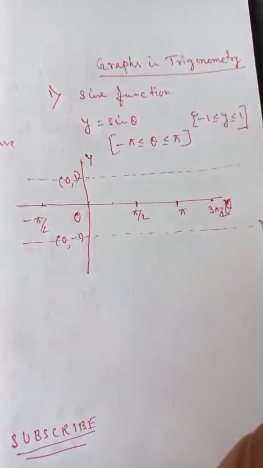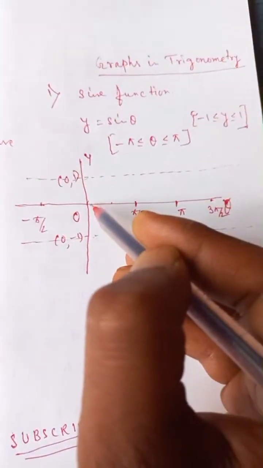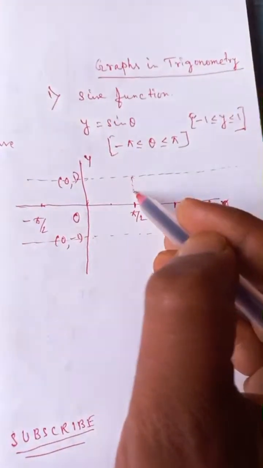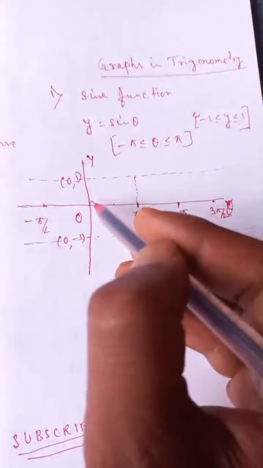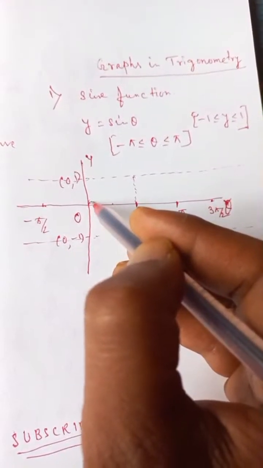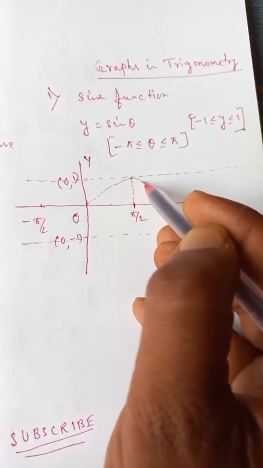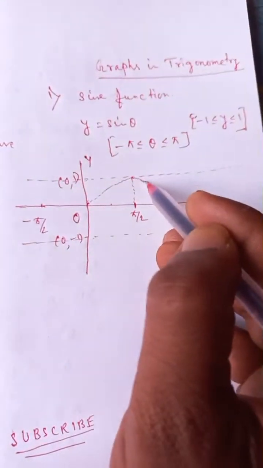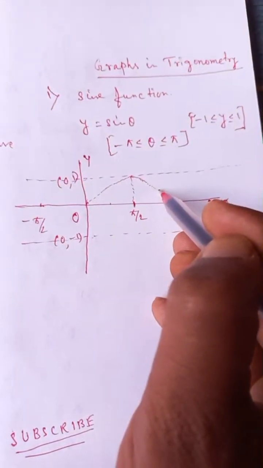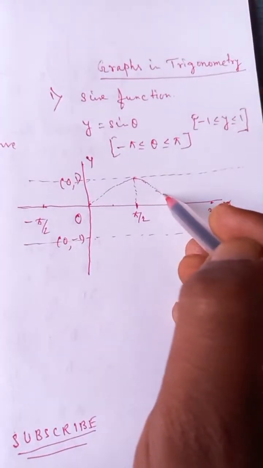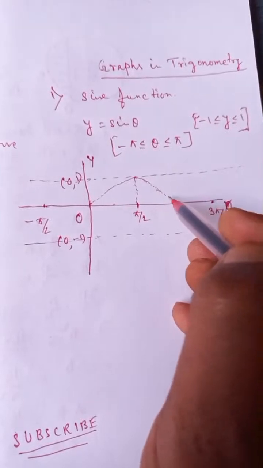The graph will be, at the point pi by 2, sin theta is 1, so here it will be maximum. Then after pi by 2, it will again touch the theta axis. At pi, its value is 0.